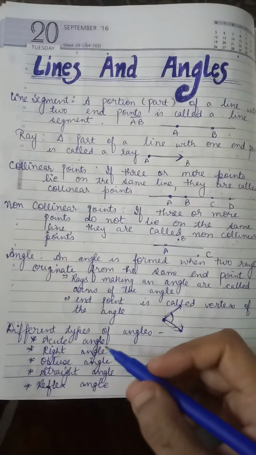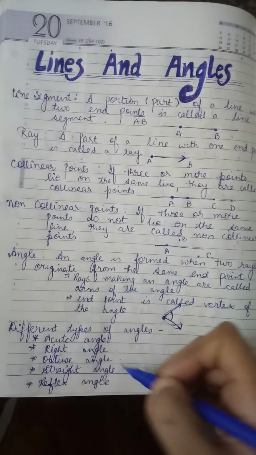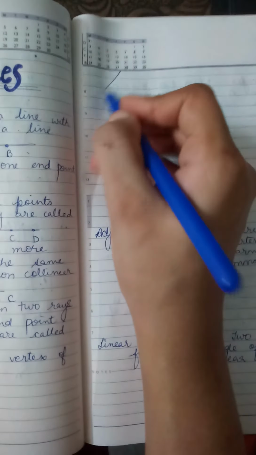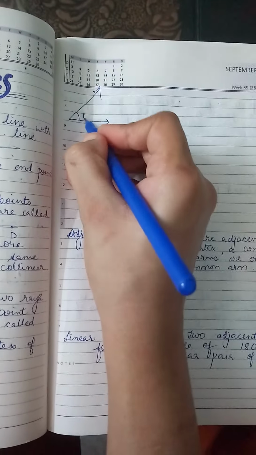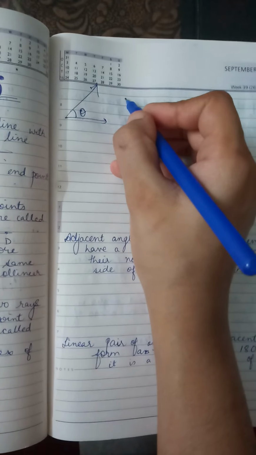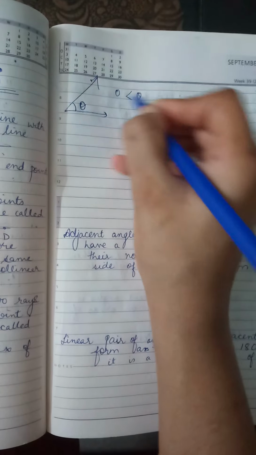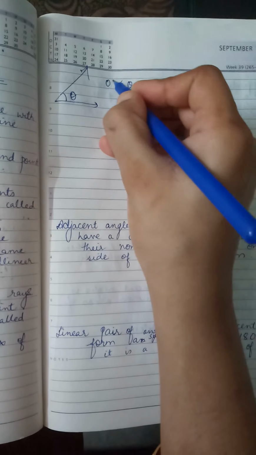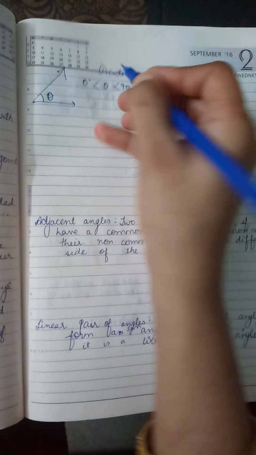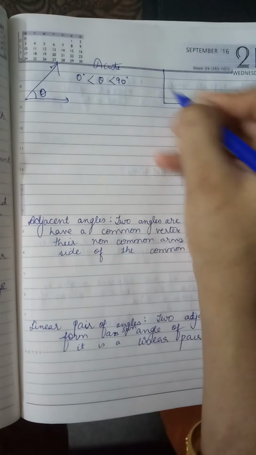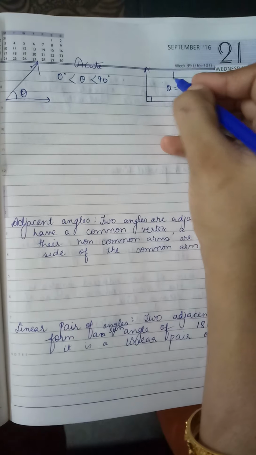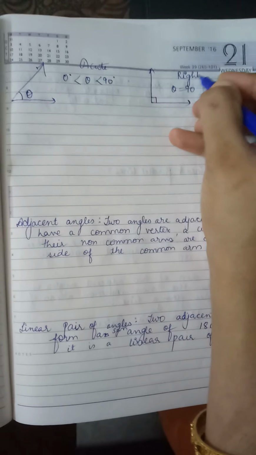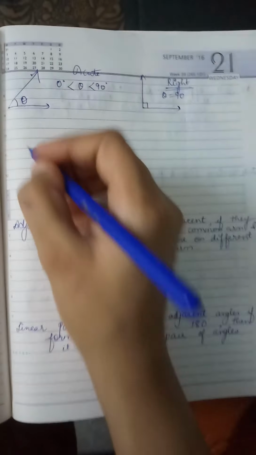Different types of angles are there: acute, right, obtuse, straight and reflex angle. So I'll recall what these were. Acute angle. An acute angle is this. We'll denote the angle by theta. So the angle theta will lie between 0 and 90 degrees. So this is an acute angle. When the angle is 90 degrees, it is called a right angle. When the measure of the angle is 90 degrees, it is a right angle.